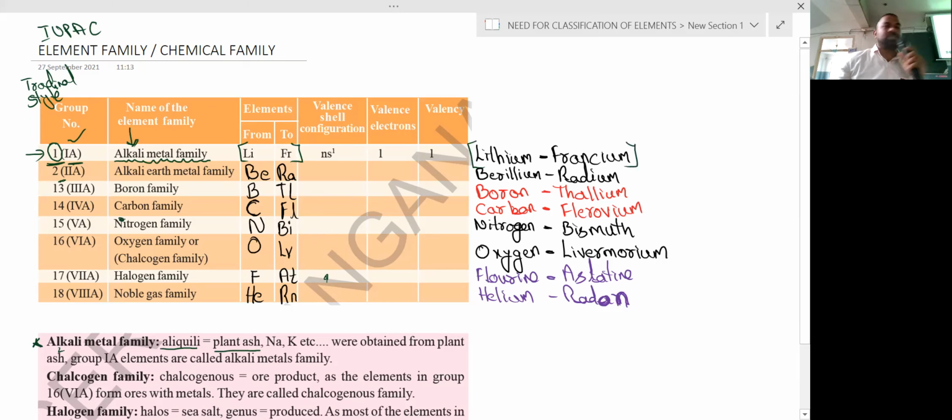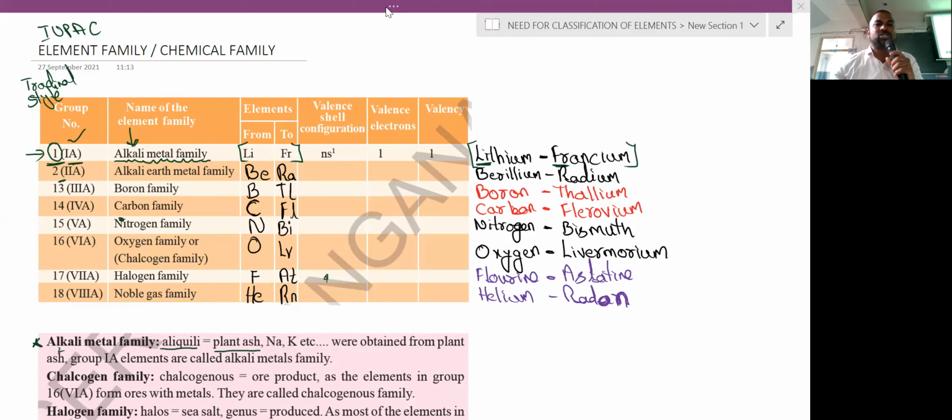Lithium, we take the symbol Li, and francium we take the symbol Fr. So the first group, what is the element family we are calling it? The alkali metal family, from lithium to francium. The first 2 letters we are calling as the symbol. In the same way, we are going for the general electronic configuration.